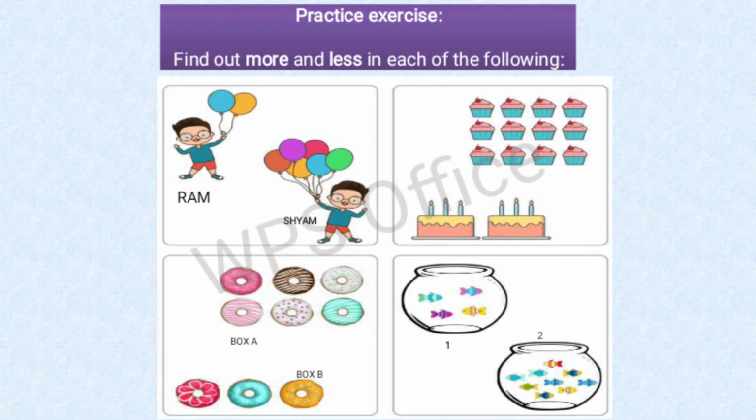Now, let's move towards a practice exercise. Find out more and less in each of the following. In figure A, does Ram have more number of balloons or does Shyam have more number of balloons? Yes, Shyam has more number of balloons. Can you all count and tell me how many balloons Shyam has? Yes, Shyam has 6 balloons while Ram has only 2 balloons.